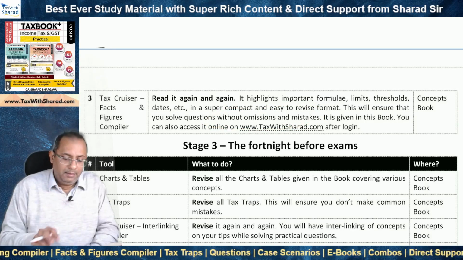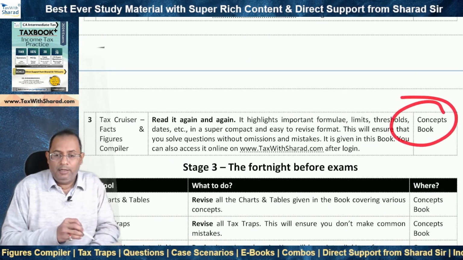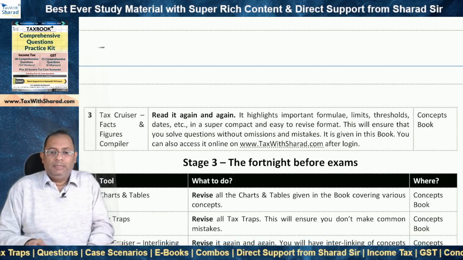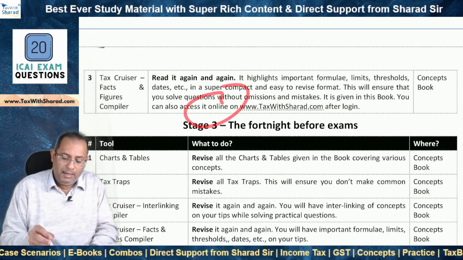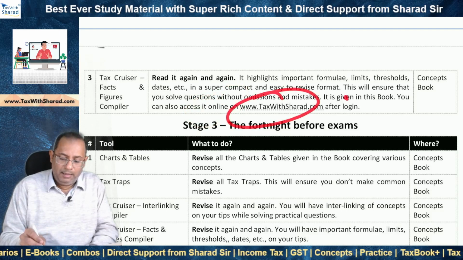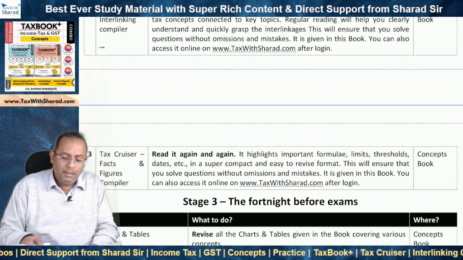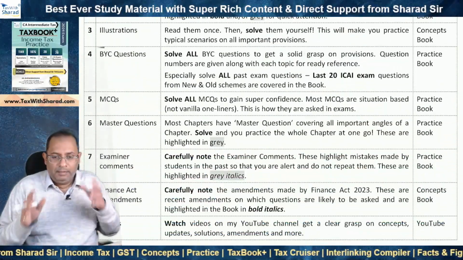The good part is that just like the interlinking compiler, the facts and figures compiler is also given towards the end of the concepts book. If you don't have the concepts book, if you have the practice book, then also you can access this free online. You just go to my site and log in and you will find a section where you can have access to this. So basically in stage one, what we did, we understood things well.